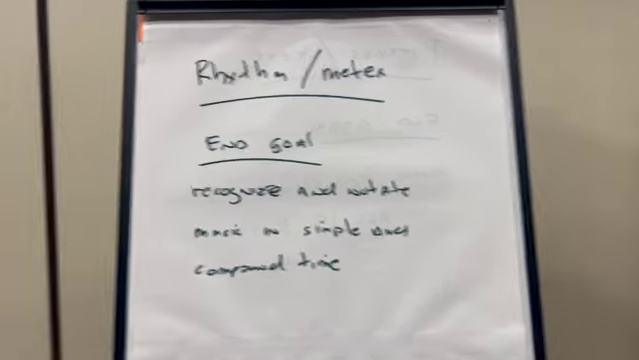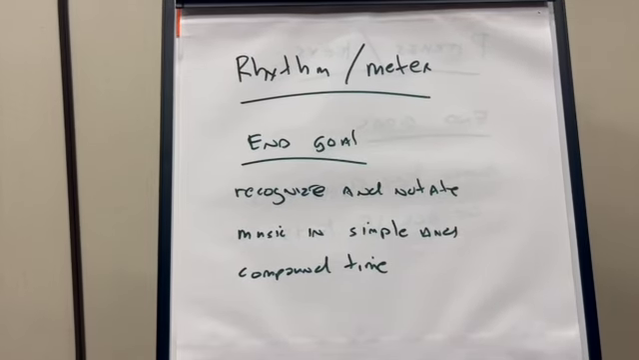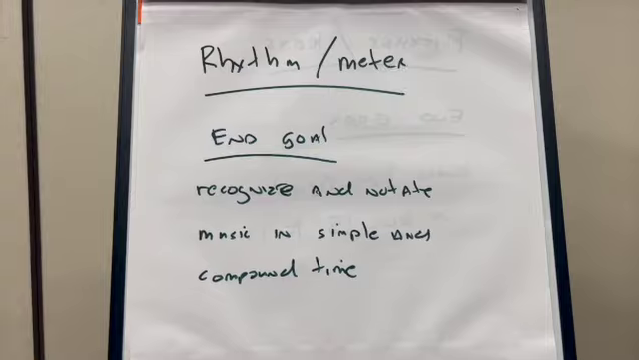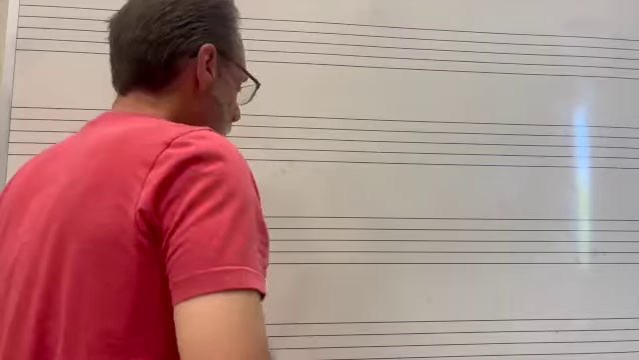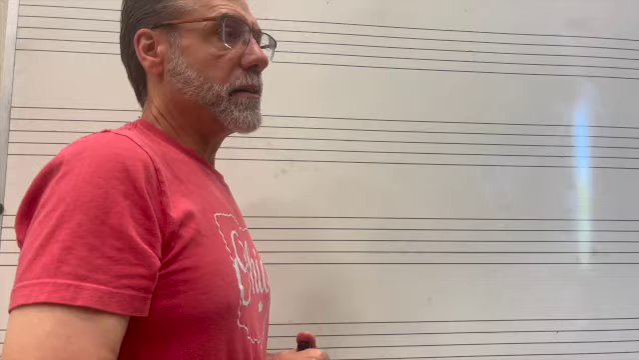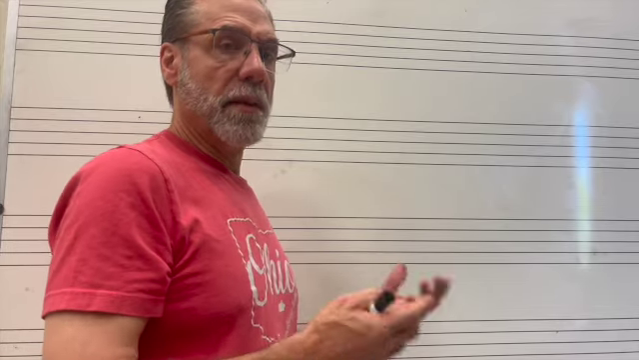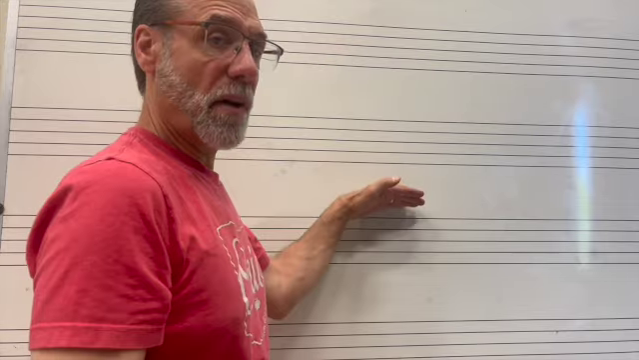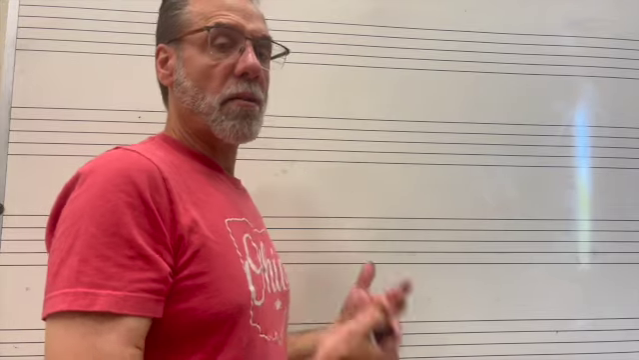Okay, this is lecture number 3 about rhythm and meter. Our end goal is to recognize and notate music in simple and compound time. I guess the first thing to understand is that music is organized by rhythm. It's organized by pitch, right? High and low. It's also organized by rhythm.